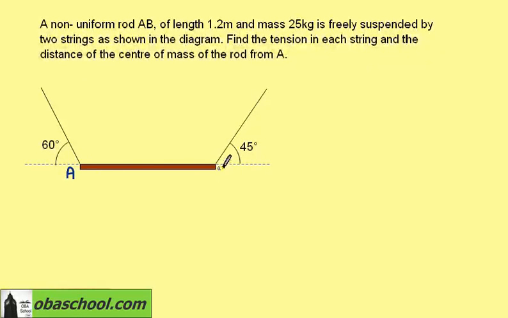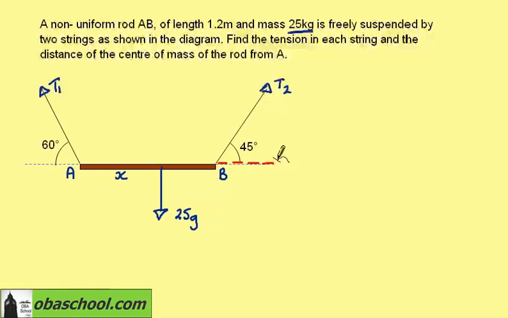This end is A, and this one we'll call B. The weight does not necessarily act at the center, since we're told the rod is non-uniform. So the weight of 25g is here, and we'll call the distance from A x. We have two strings suspending the rod, and we'll call the tensions in them T1 and T2. Let's begin by resolving the tension forces.